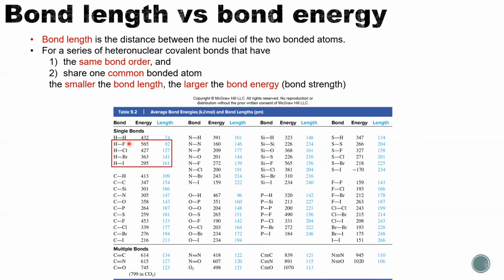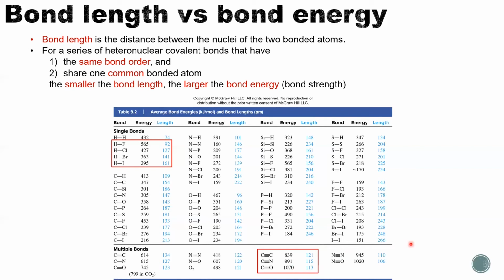So besides the hydrogen-halogen bonds, we can also take a look at the triple bonds. We have the carbon-carbon triple bond, carbon-nitrogen triple bond, and carbon-oxygen triple bond. The same trend follows: the smaller the bond length, the higher the bond energy.